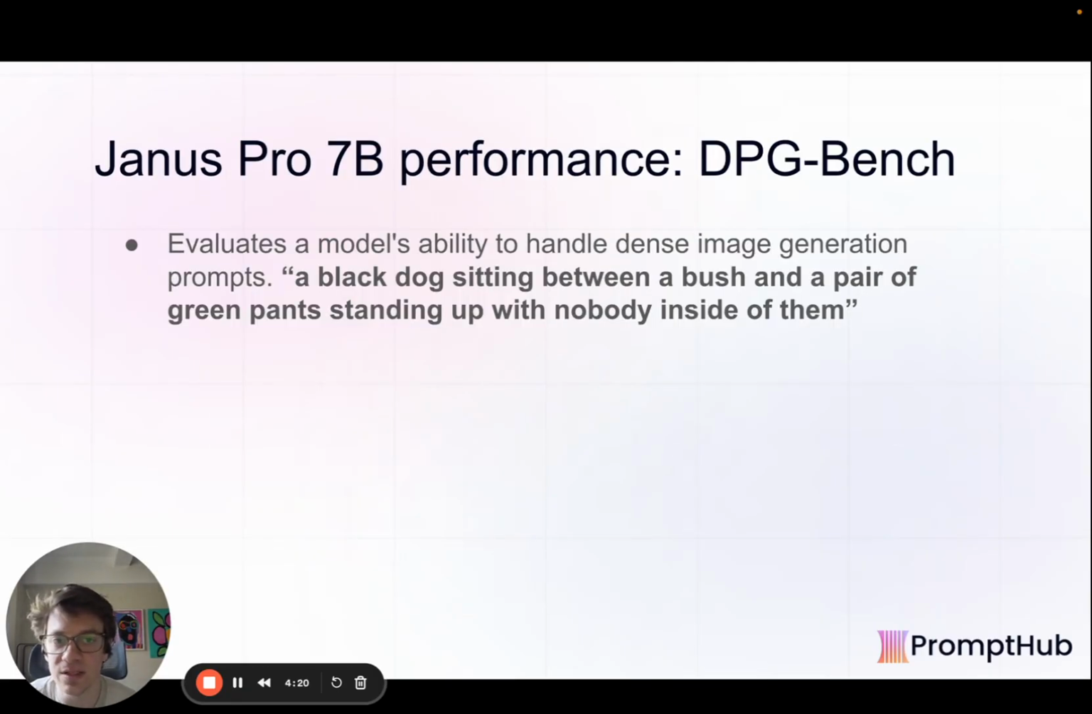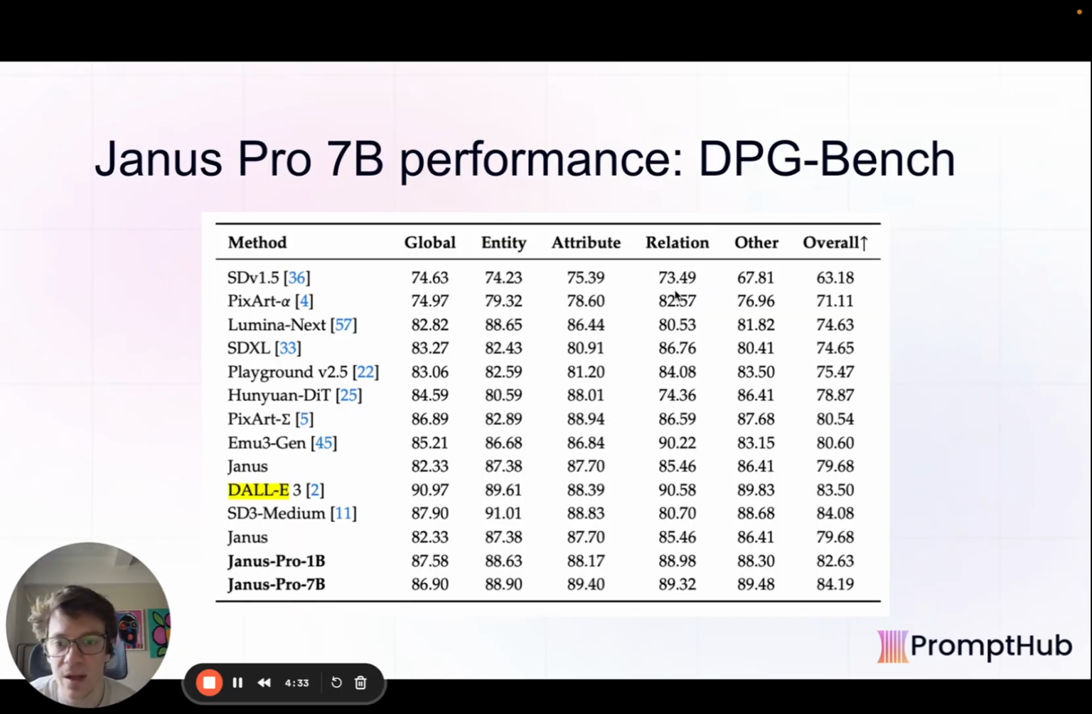The next is the DPG bench, which is dense prompt generation. So these are just more elaborate. A black dog sitting between a bush and a pair of green pants standing up with nobody inside of them is an example of this. And we actually have this for a side-by-side comparison later.